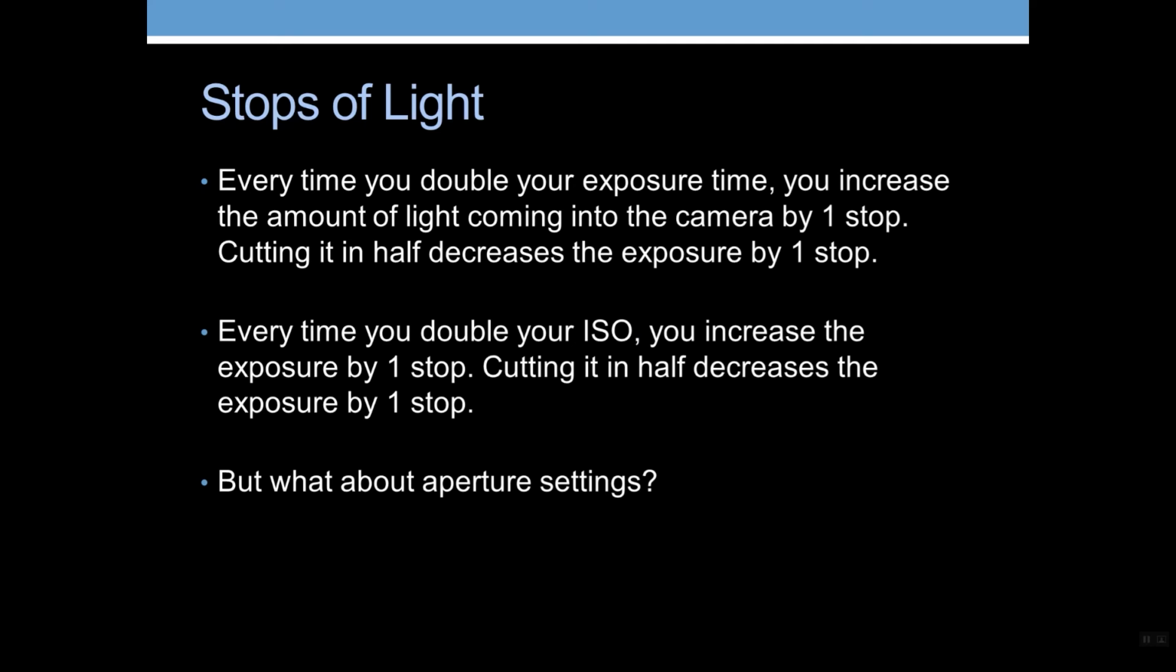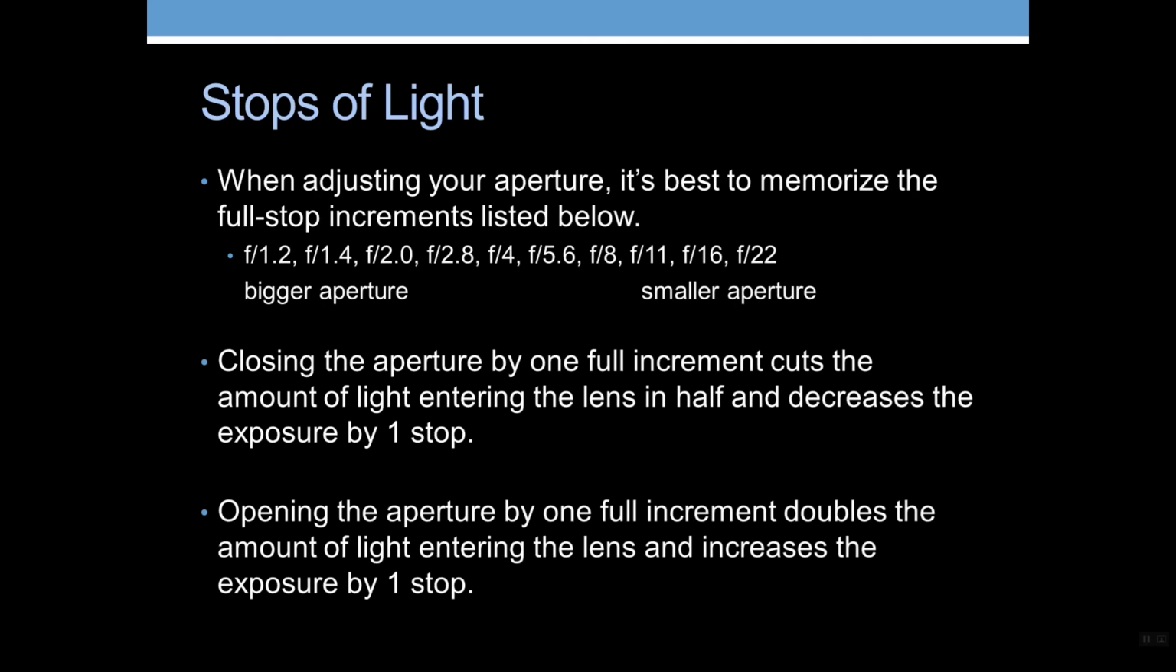Every time you double your ISO, you increase the exposure by one stop. Cutting the ISO in half decreases the exposure by one stop. But what about those pesky aperture settings? This is where people get confused. Okay, so let me take the time to explain here.